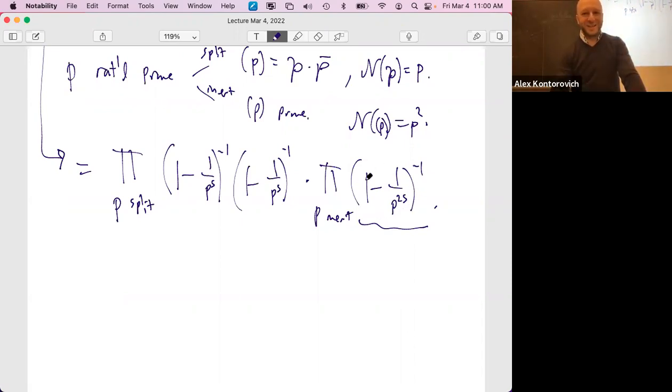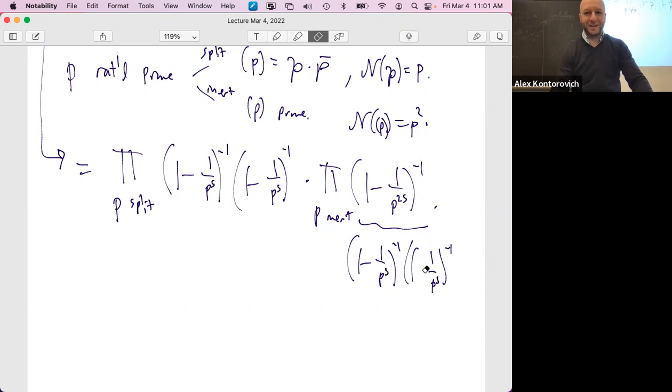Yep. So check this out. We have a difference of squares. This is 1 minus 1 over p to the s inverse times 1 plus 1 over p to the s inverse, which let me write as 1 minus negative 1 over p to the s inverse. So we get one factor either way.